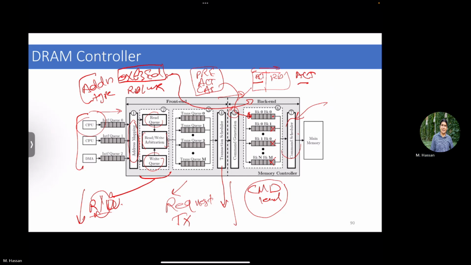Good. Feel free to ask questions. So the DRAM lab will help you, in fact, see this. You are going to use a cycle accurate DRAM simulator that shows you all the translation, the command generation, and the queues and arbitration. So you'll be able to see that.